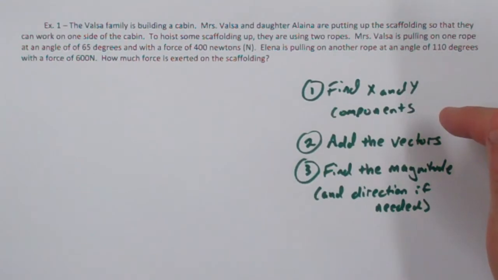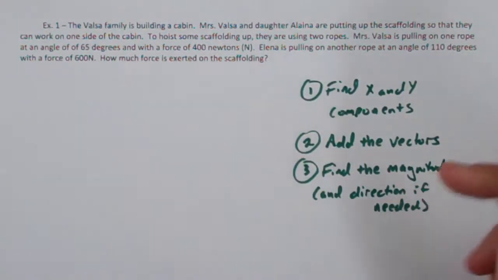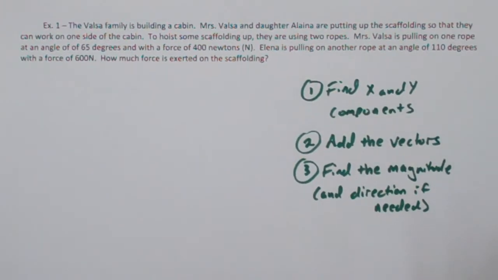What we're going to try to do is find the x and y components of each one of the vectors, and then we're going to add the vectors together. Essentially, we're going to find the resultant vector. Then once we find the resultant vector, we can find the magnitude and the direction if needed. Here we really don't need the direction.